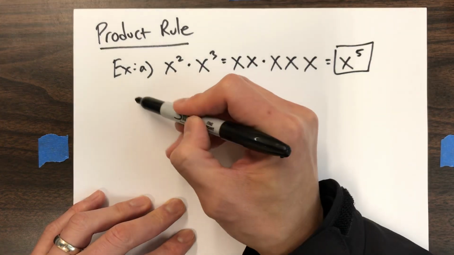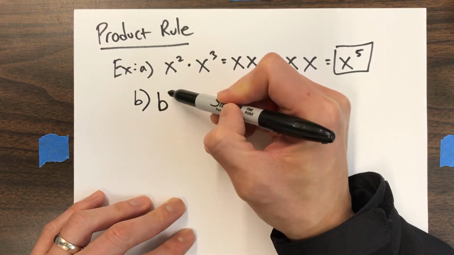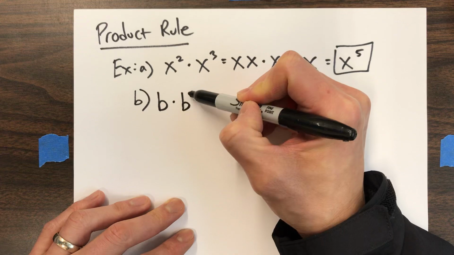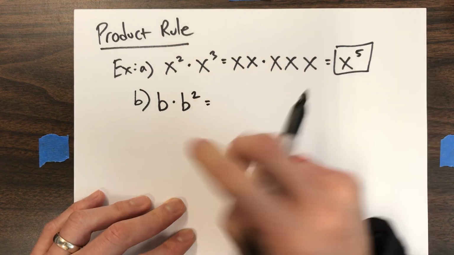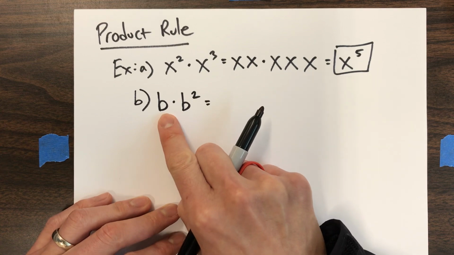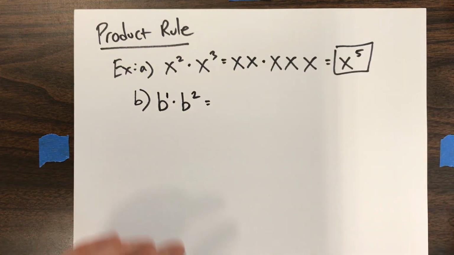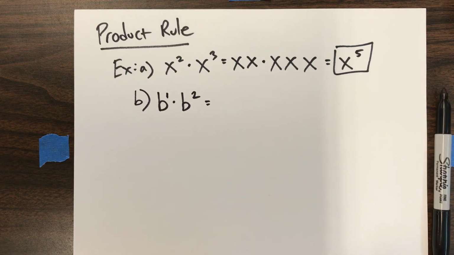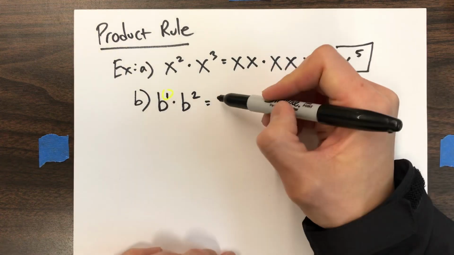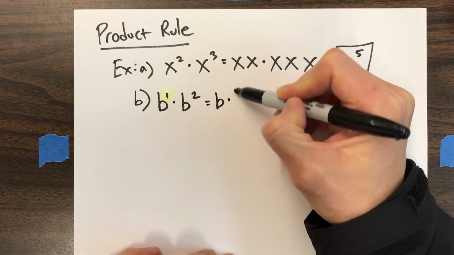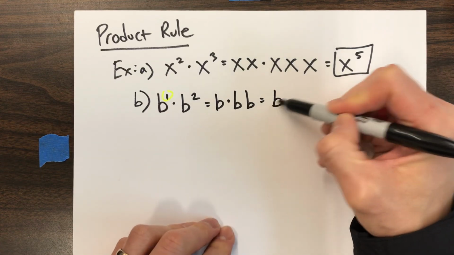Okay, let's try another one. So you can do this with any variable. Let's just use b. So b times b to the 2nd power. Now when you have a b by itself, there's an imaginary 1 right here. Okay, let me highlight that. So this imaginary 1, what that means is going to be b times a b and a b. So how many total b's do you have? You have b cubed.